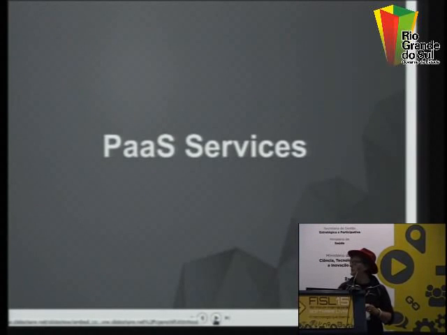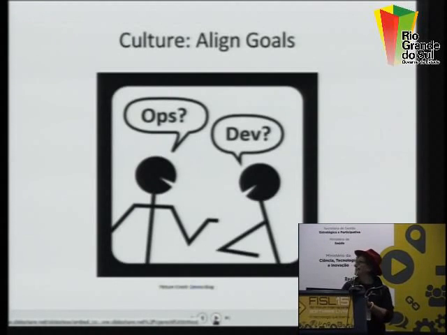So for PaaS services, the real deal is just to align your goals. Make sure your ops people and your development people are talking together, because the new world is basically DevOps. Because the infrastructure has become so programmable, the operations people are becoming developers, and developers vice versa are also becoming operations people. Platform as a service really just takes that to the next level and automates all of that.